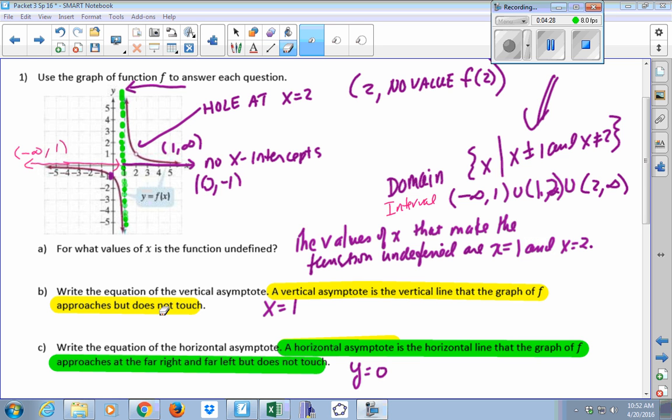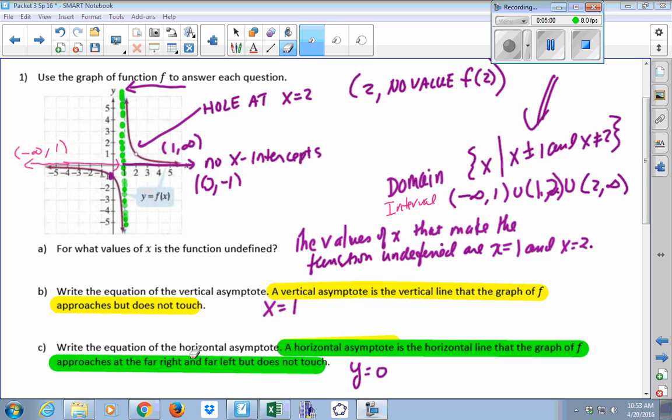Now a horizontal asymptote's a little bit different. It's a horizontal line that the graph approaches way out at the end. It's like, what value does this function approach when you're looking at the end behavior? So think about x being way out here at negative 600 million, and way out here at 600 million.